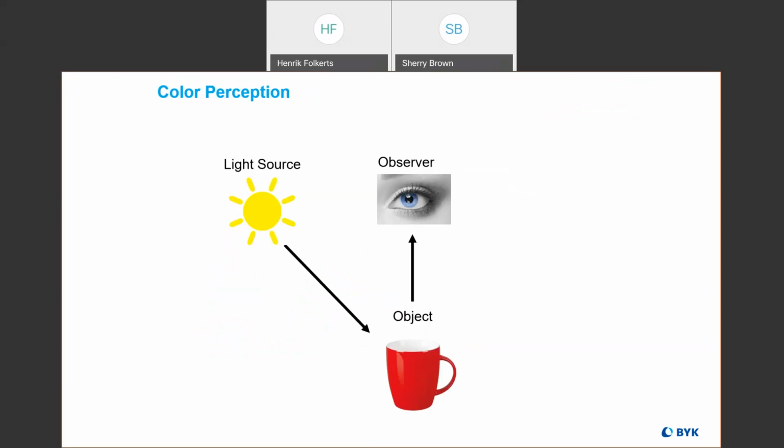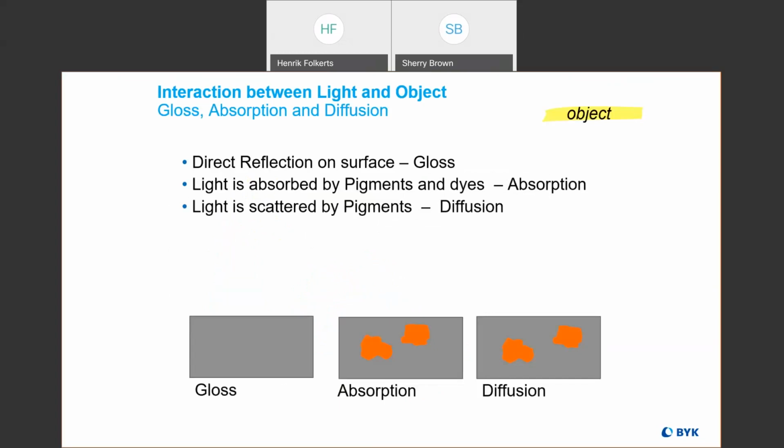So back to our three components of color perception. We've discussed the light source, and we've discussed the observer. Now we're going to talk a bit about the object. So when light hits an object, what happens? A few things are going on here. One is that you're going to get a direct reflection off of the surface of the object, and that's what we refer to as gloss. You're also going to get some absorption.